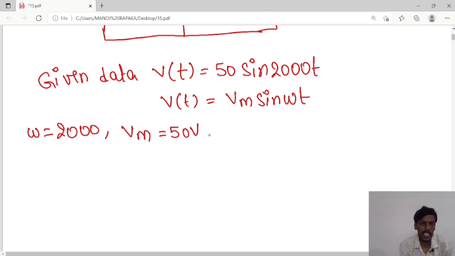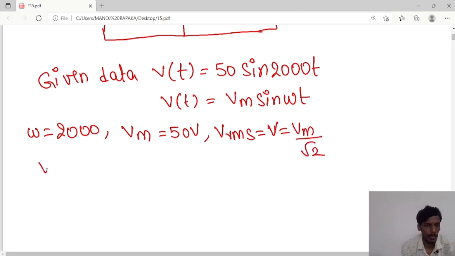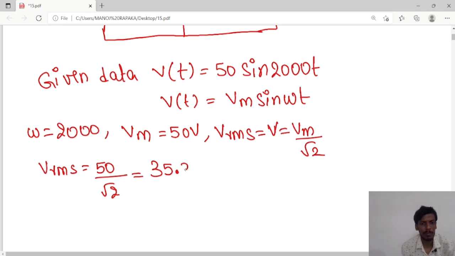In AC, we have to calculate the RMS value. So VRMS equal to Vm by root 2. Vm, the maximum value, he has given as 50, so 50 by root 2. The value will be 35.35 volts, which is the VRMS. So we have calculated the VRMS voltage. Now we have to calculate the current in each branch, I1 and I2.